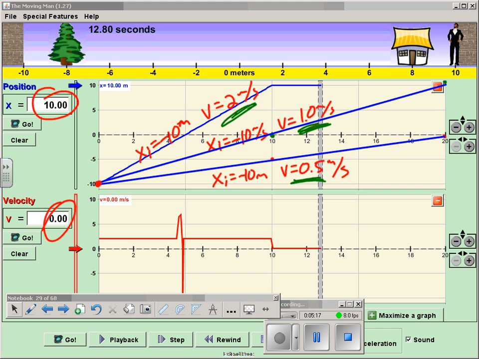It looks like the faster you go, the steeper the line is, which should make sense if you think about it, because what's happening is in a certain amount of time, your position is going to change by a certain amount. And the faster you're going, the more the position changes by. All right? So let's do this one last time. Let's do it at 5 meters a second and see what happens.